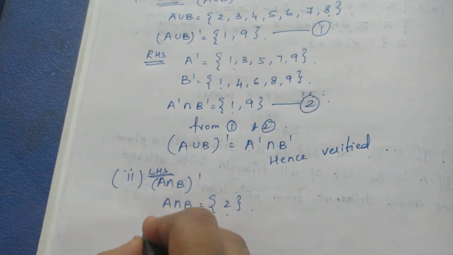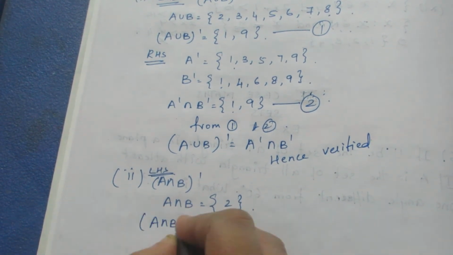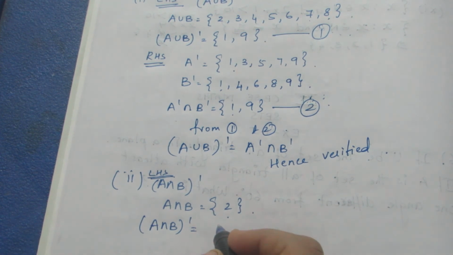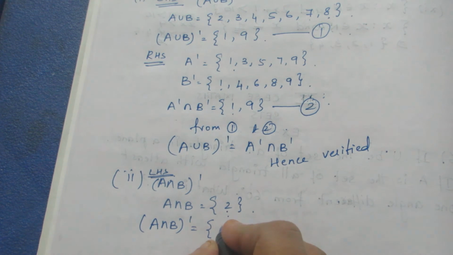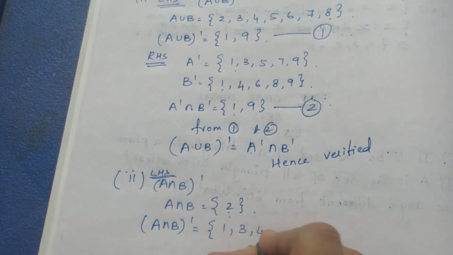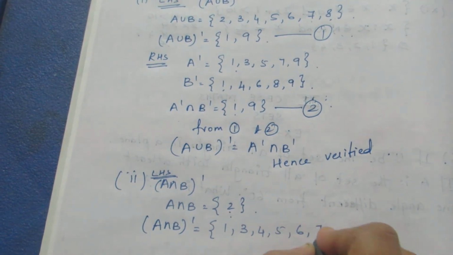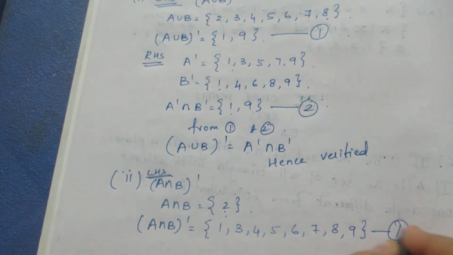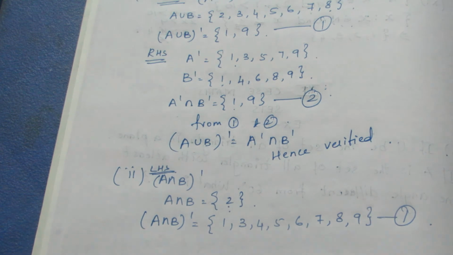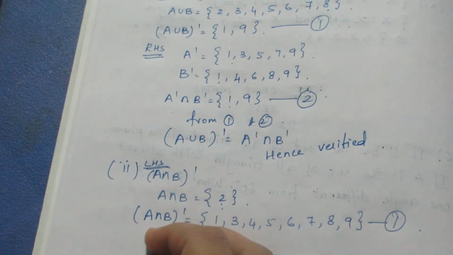So now we need to find (A intersection B) complement. (A intersection B) complement is leaving 2, the rest in the universal set, that is 1, 3, 4, 5, 6, 7, 8, 9. So this will be my LHS. So I am writing it as 1. Now we'll move on to the next one.